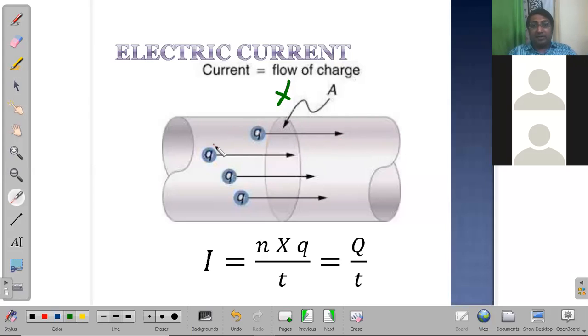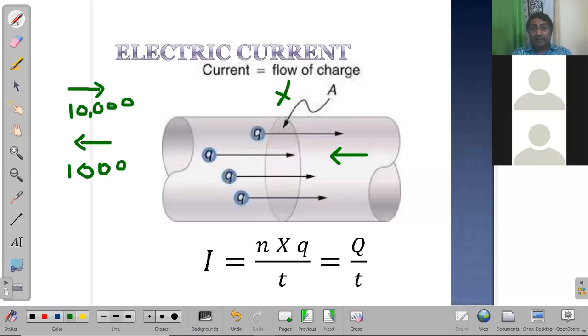Okay, let me give an example. When you're doing this for 1 second, let's say from left to right you saw 10,000 electrons passing through. And at the same time, some of the electrons are moving in the other direction, from right to left. Let's imagine only 1,000 electrons are moving through. Now the difference in that count is 9,000 electrons from left to right. So that is what this N corresponds to.